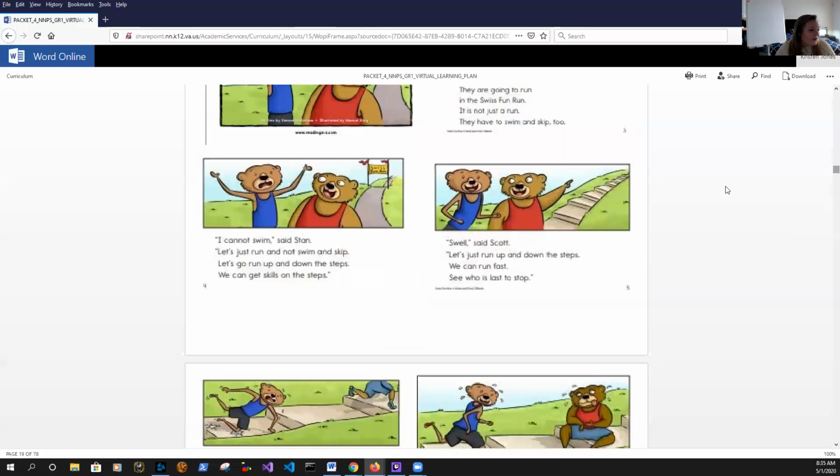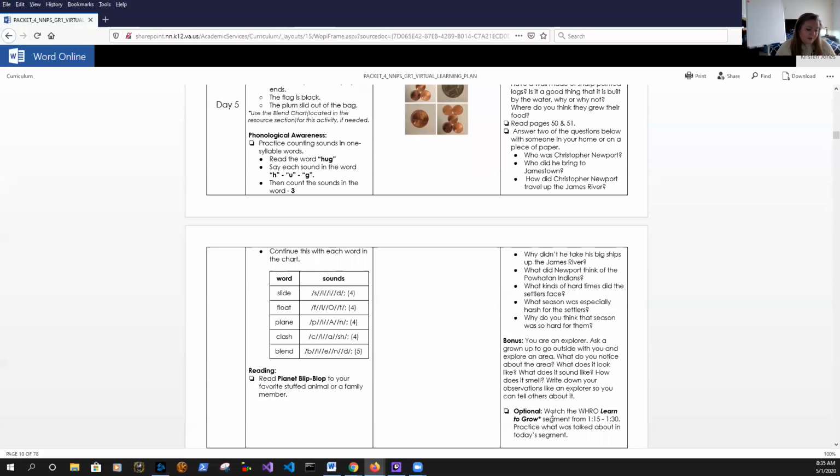So, now you need to read that book, Planet Blip Blop, to your favorite stuffed animal or a family member. Now, what did you notice about the words in that book? Earlier today, you had to find L-blend words. I noticed that there are a lot of L-blend words in that book that we just read. See if you can point some out while you're reading. So read it to your favorite stuffed animal or a family member, and that's the book Planet Blip Blop, the one that I just read.